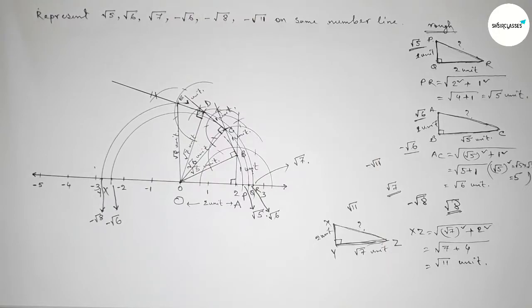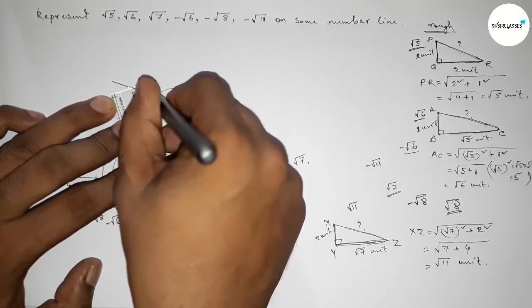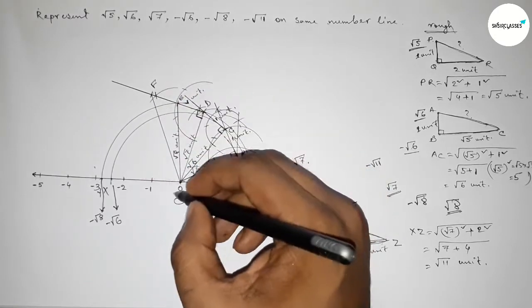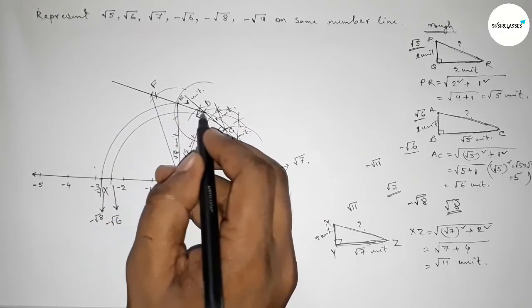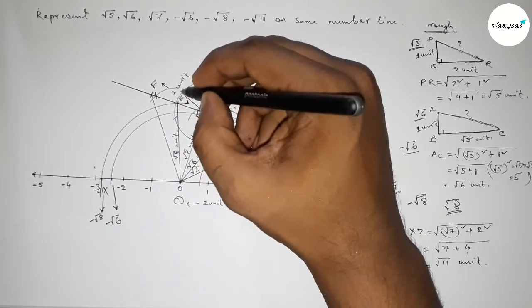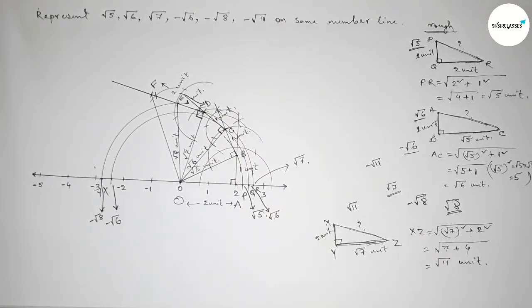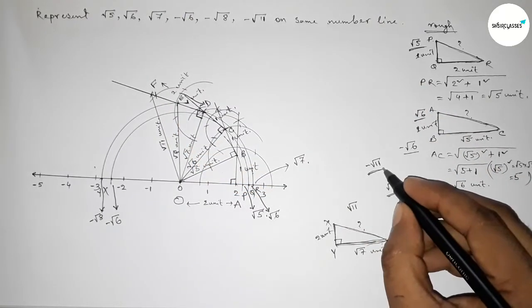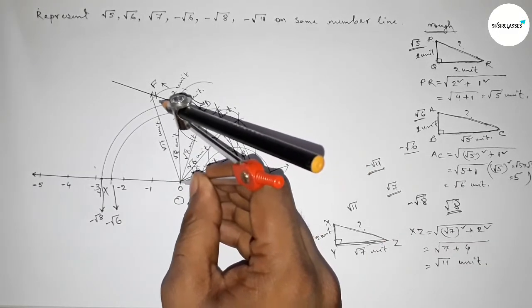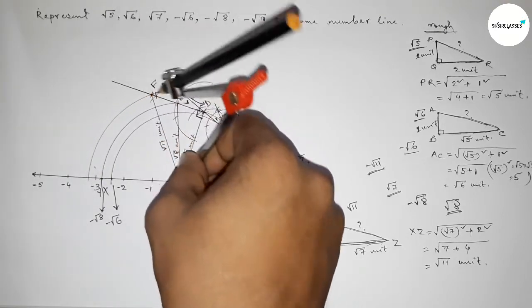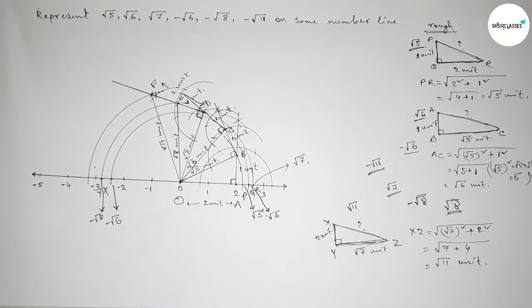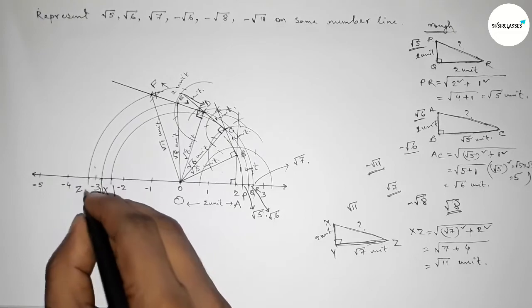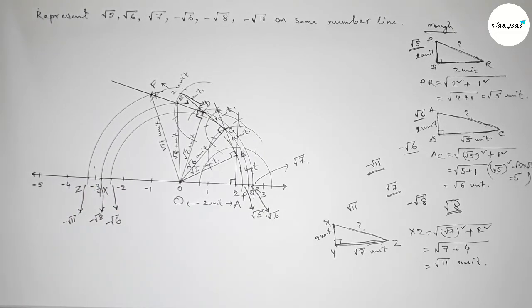So now taking 2 unit length by using compass this way and putting the compass on the point D, taking 2 unit length and cut here, so taking point here F, so DF equals 2 unit length, and joining this, so OF. So this is root 7 and this is 2 unit length, so from this we can say that this is root 11 unit length. Now taking minus root 11, so now taking the length OF by using compass and drawing an arc on this side which meets the number line here, so taking point Z, so this is minus root 11 on the number line.